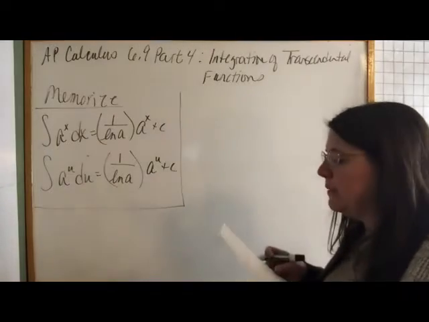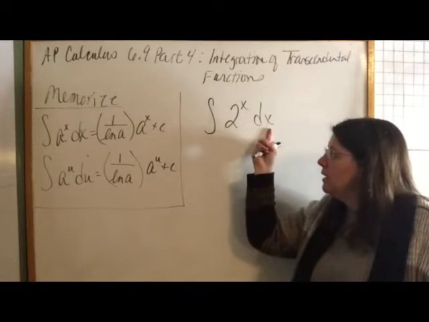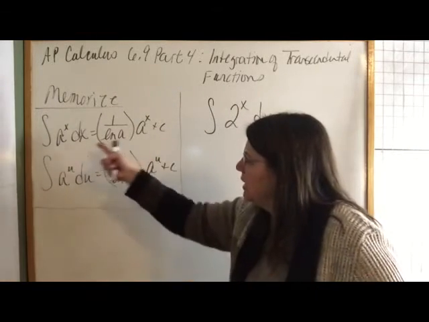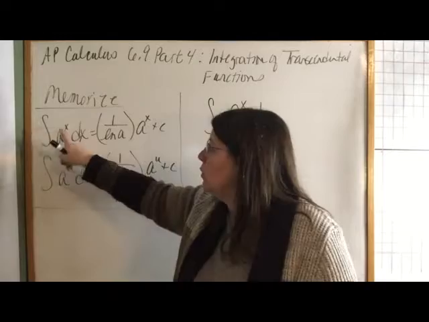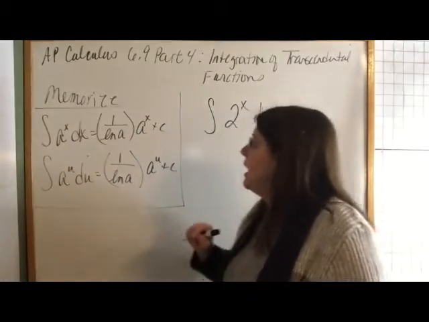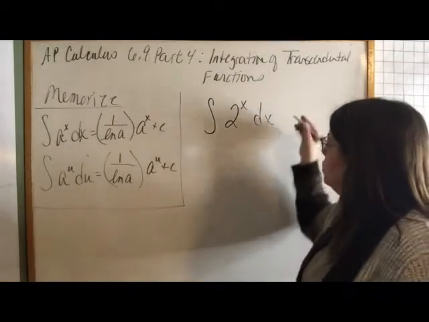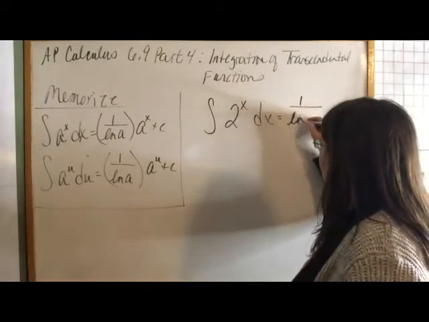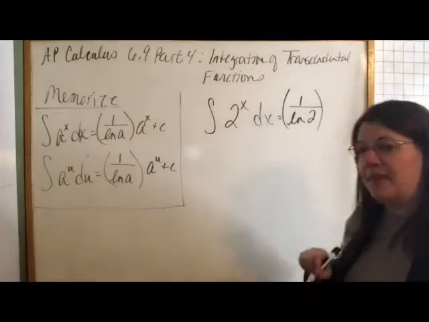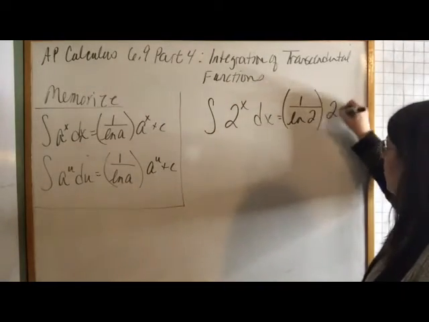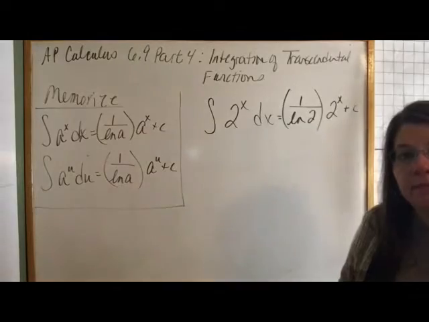So for the first one, we have the integral of 2 to the x dx. If you look at this function, x is our u part, right? So the derivative of that u part would just be 1, so it's not going to affect anything here. To take the antiderivative, we're going to put 1 over the natural log of the base part, 2, and then multiply that by the original function, a to the x, or 2 to the x.